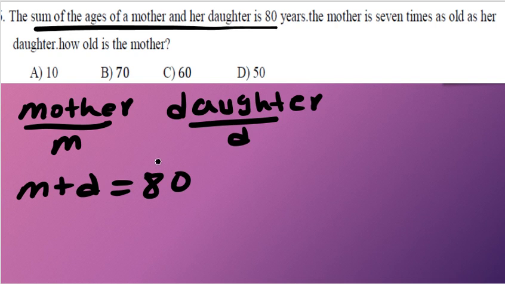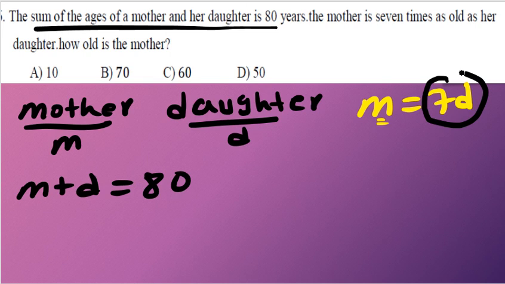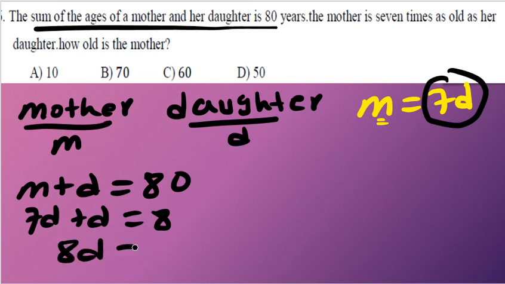This is what I have. And the next given condition says the mother is 7 times as old as her daughter. That means M is equal to 7D. The mother's age is equal to 7 times D. So I can bring this result in place of M here. So 7D plus D is equal to 80, which means if I add, 8D is equal to 80.